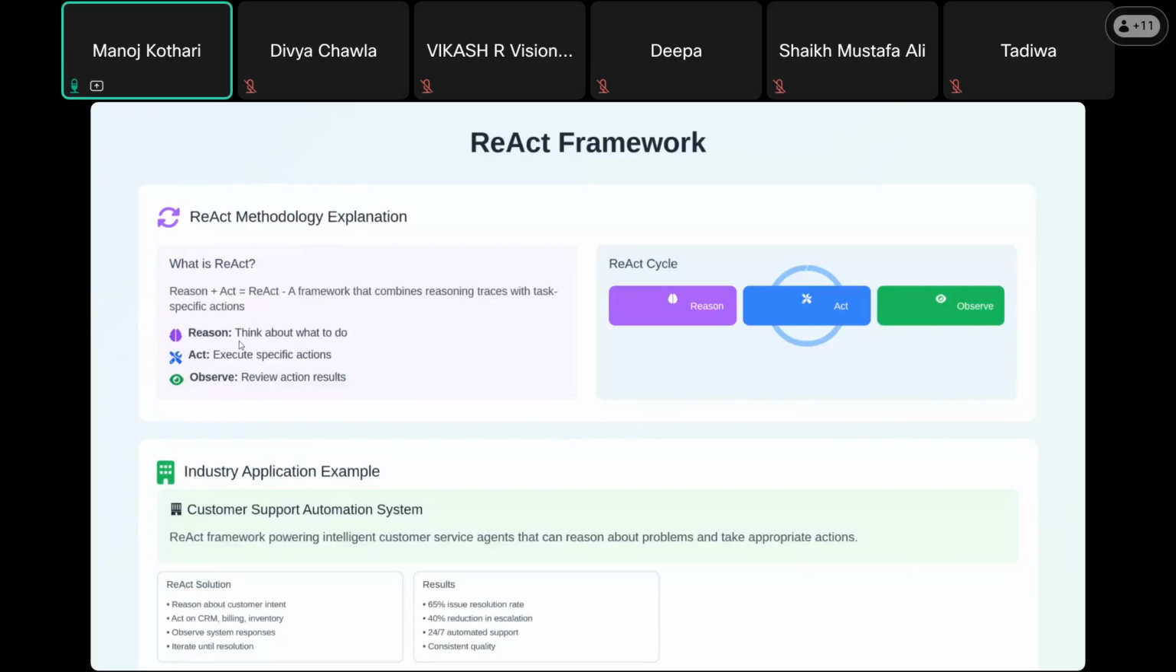We are saying that there should be a reason, think about what to do, then act, execute specific actions, and then observe, review the action results. If that methodology is followed, then we will get a better response. Let's say a ReAct framework powering an intelligent customer service agent that can reason about problems and take appropriate actions.